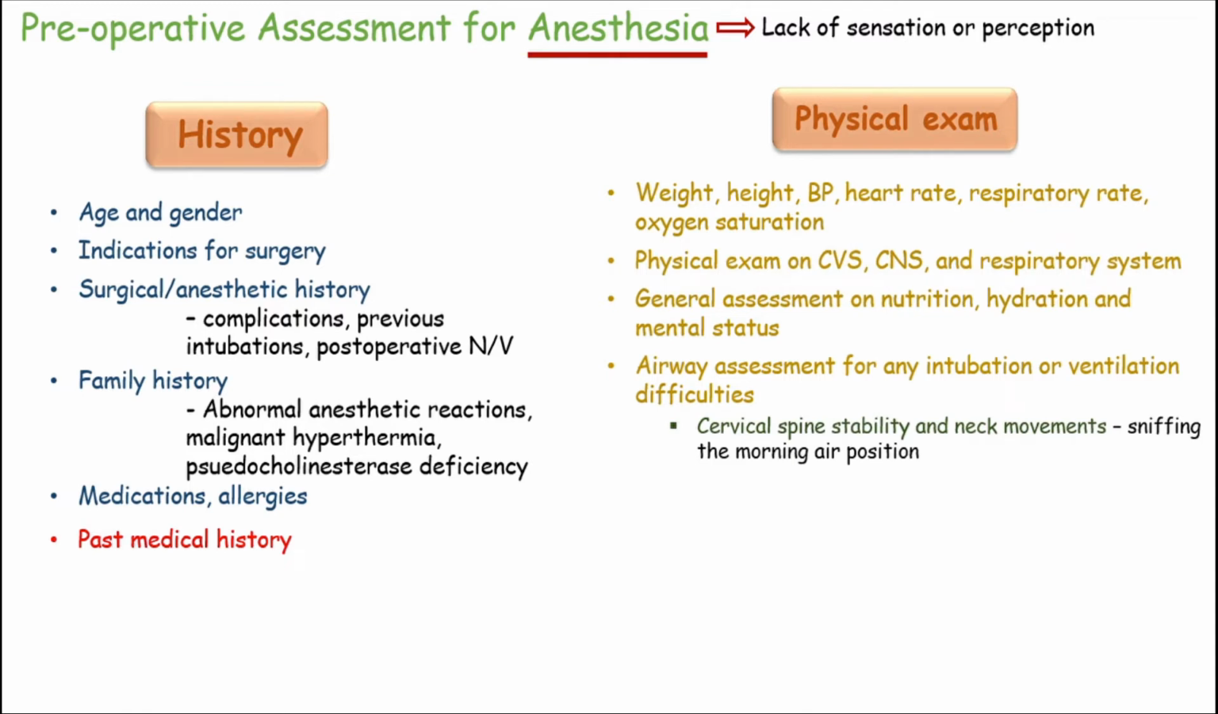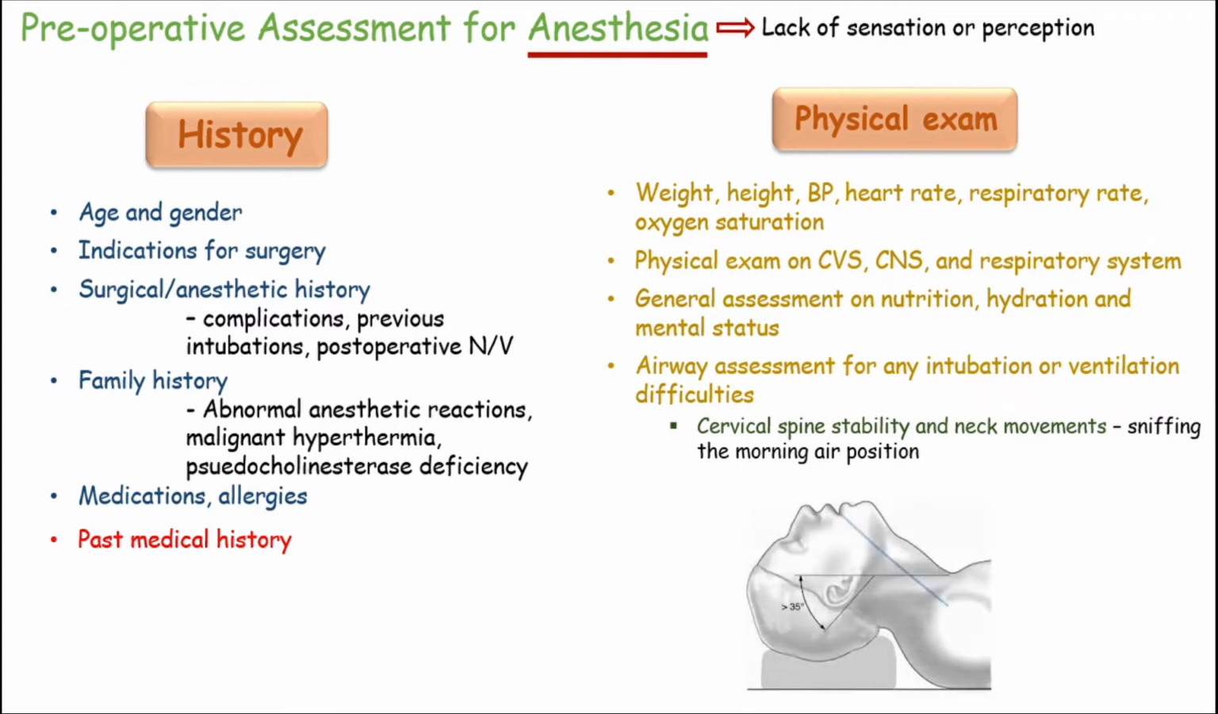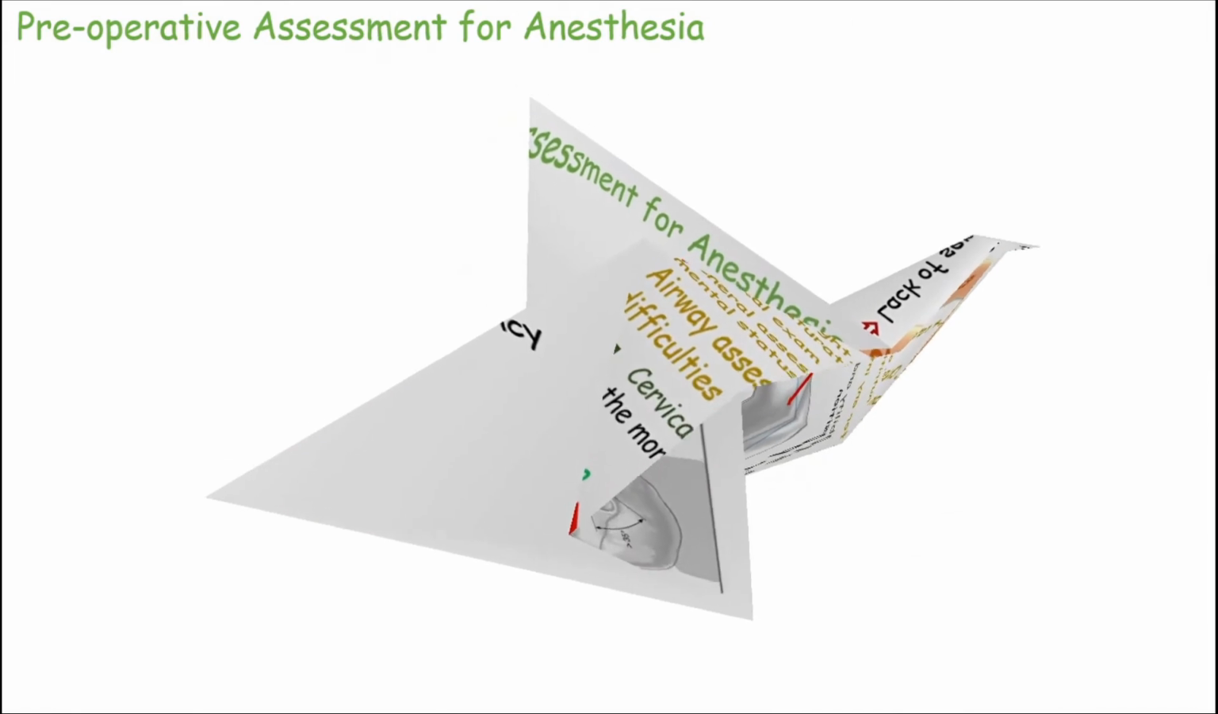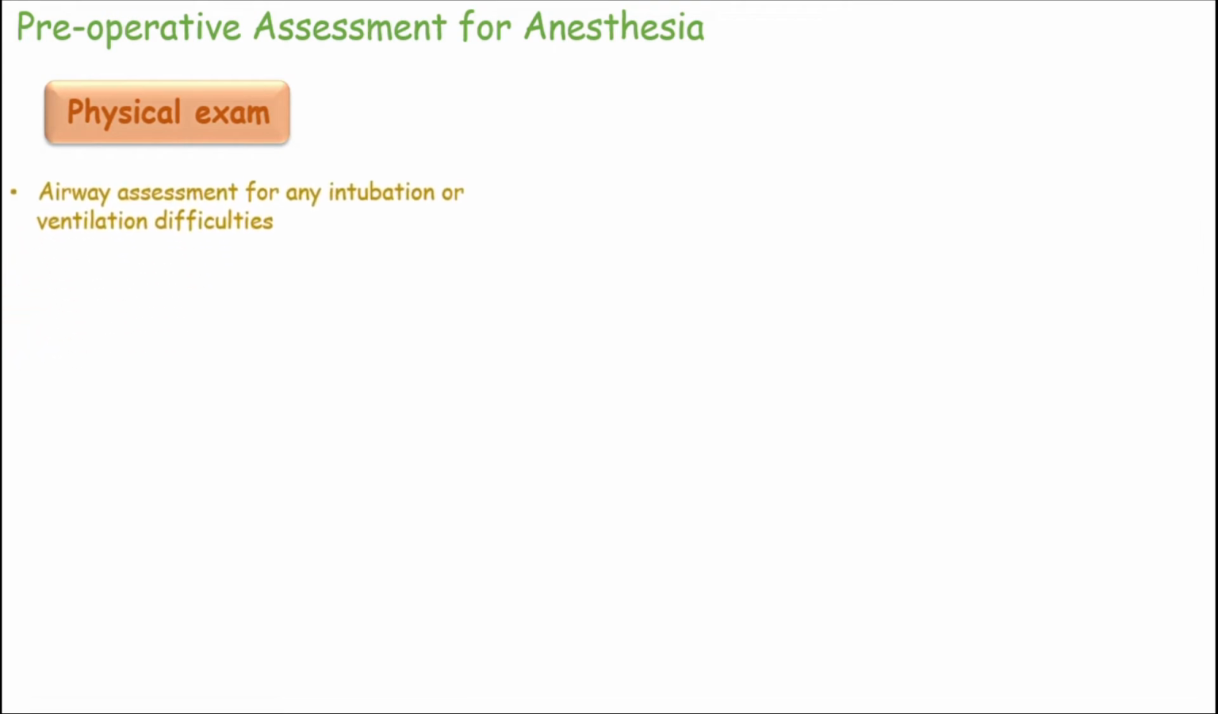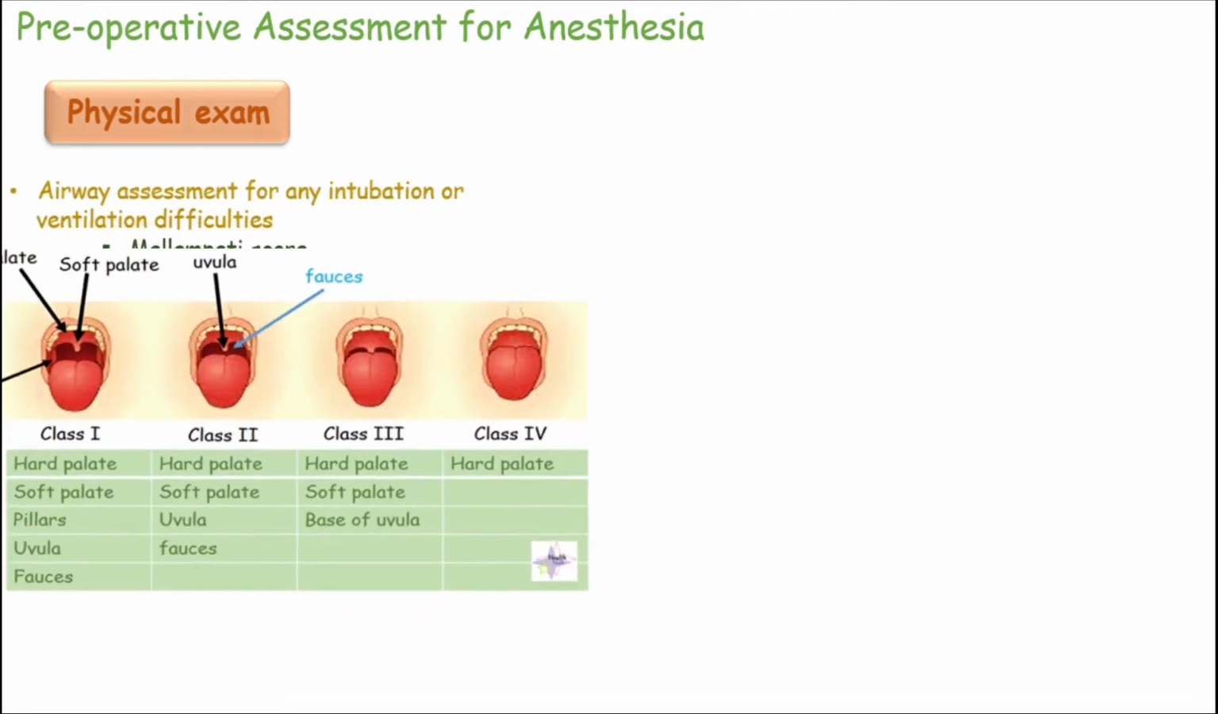The normal position for the cervical spine for intubation is known as sniffing the morning air. Here you can see the extension at the atlanto-occipital joint, in between C1 and C2. And at the second point, you can see the flexion at the lower cervical spine, between C6 and C7. Let's continue airway assessment.